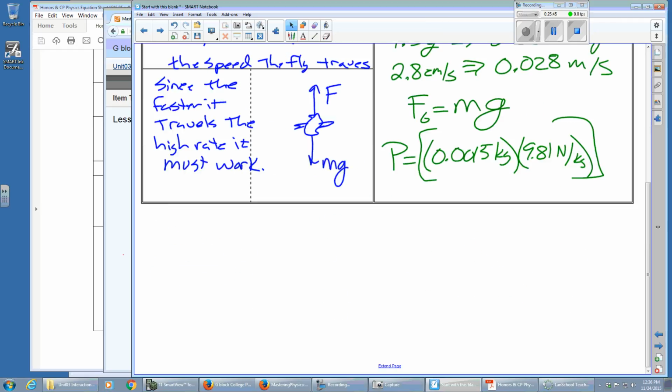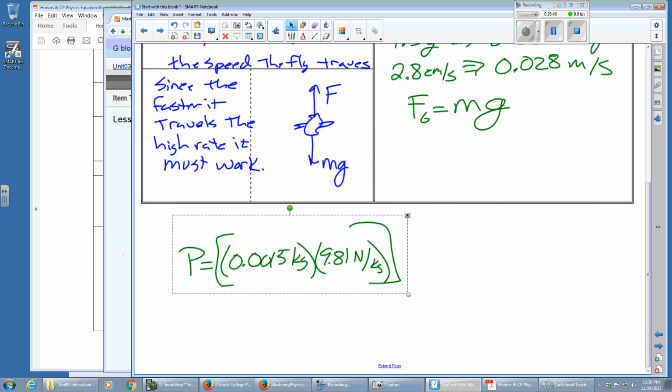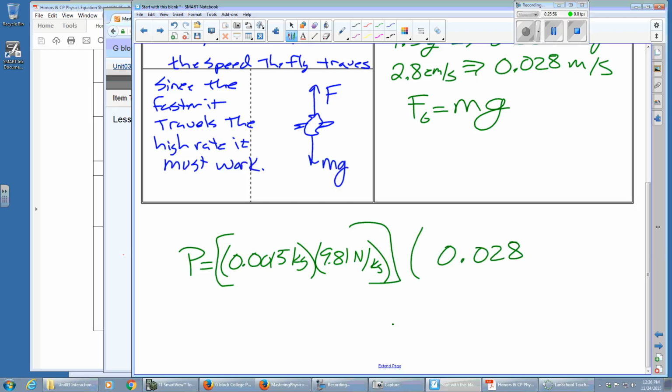I'm going to move all that down. I want to write this as one big thing. There we go. Times my speed, which is 0.028 meters per second. That's going to give me the power in watts. So make sure that you take away the little m. Or you could take your answer and multiply it by 1,000, and then it'd be in milliwatts.